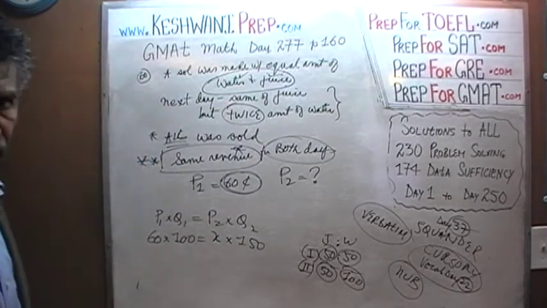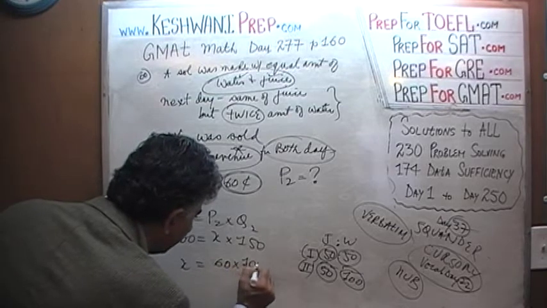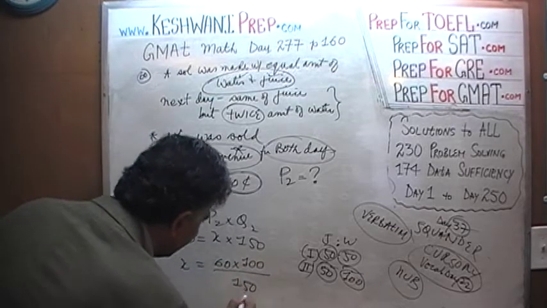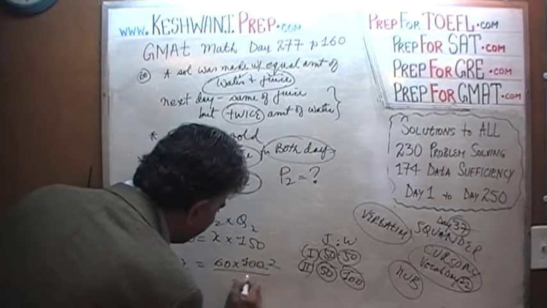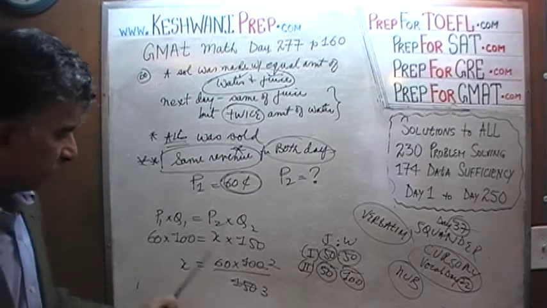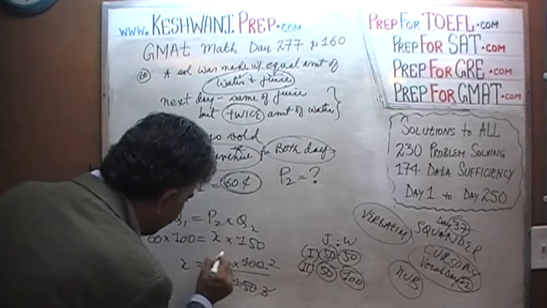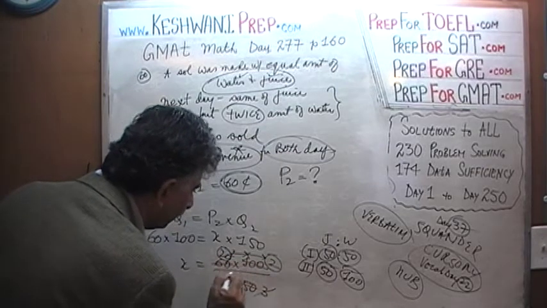We just have to solve for x. It's very simple. X equals 60 times 100 over 150. Divide top and bottom by 50. If we divide top and bottom by 50, 100 will become 2 and 150 will become 3. We have a 60 and we have a 3 here. Let's divide top and bottom by 3. If we divide top and bottom by 3, we end up with 20 times 2. 20 times 2 is 40.